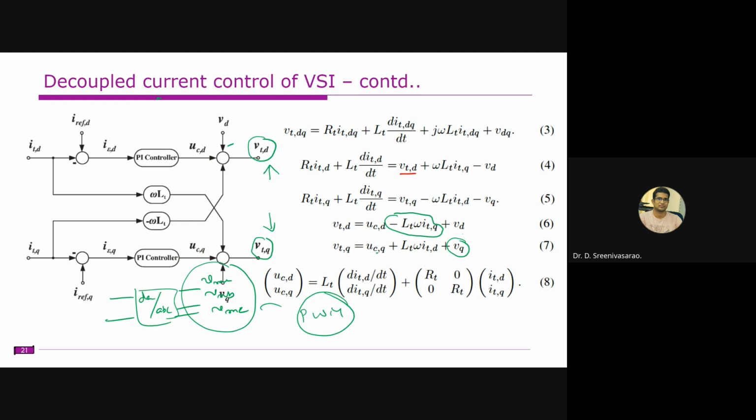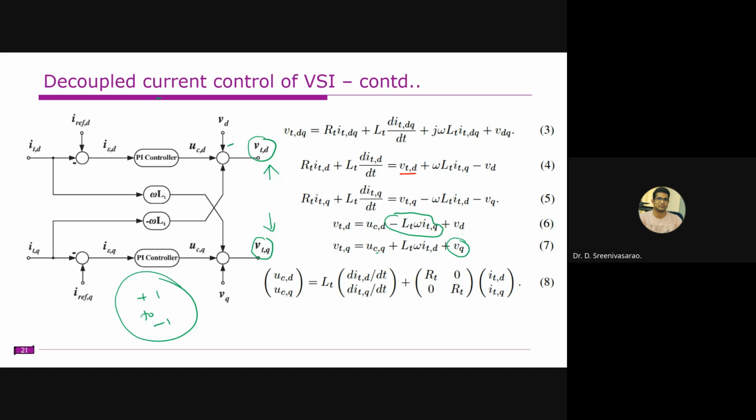Alright, so there is one small thing. Normally, modulating signals usually vary from +1 to -1. But these signals are full voltages; they are not normalized, not in per unit. So we need to normalize them before giving them as modulating signals, because these signals range from 400 or 700 to -700 volts, whatever the DC link voltage is.